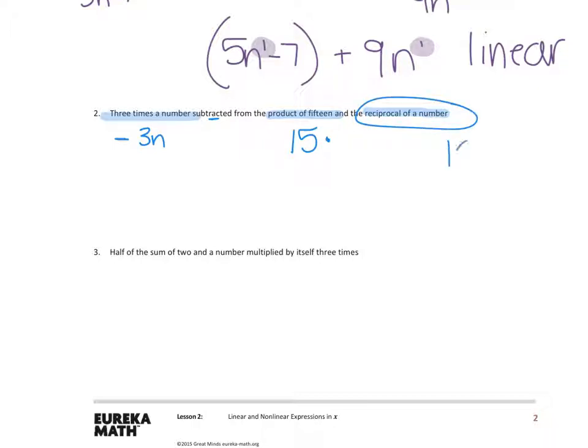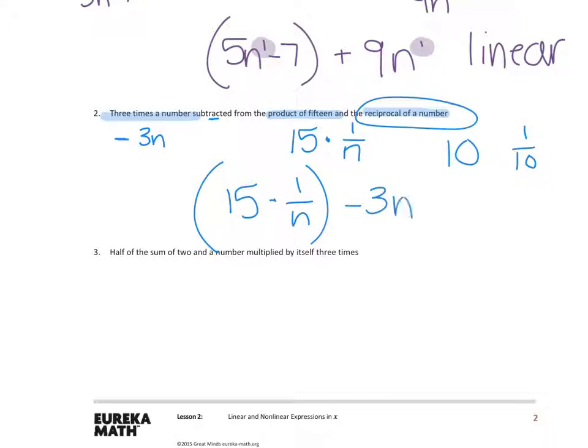So like 10, for example, the reciprocal of 10 would be 1/10. So instead of n, we're going to use 1 over n. 3 times a number subtracted from 15 and the reciprocal of a number, bring down my 3n. Now I see right away I have this fractional n, so this is actually n to the -1.